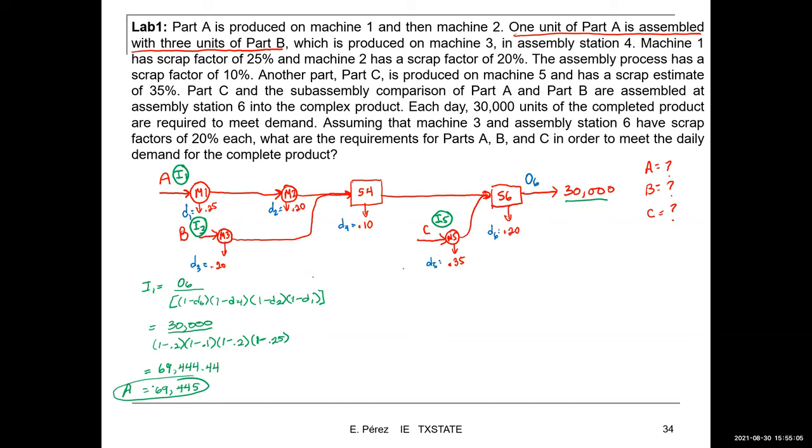So we're done with A, let's do B. So what do I know about B? I know that I need 3 parts of B to assemble with A. So I have to take that into account. So whatever we find has to be multiplied times 3. And I also know that the input for I4.